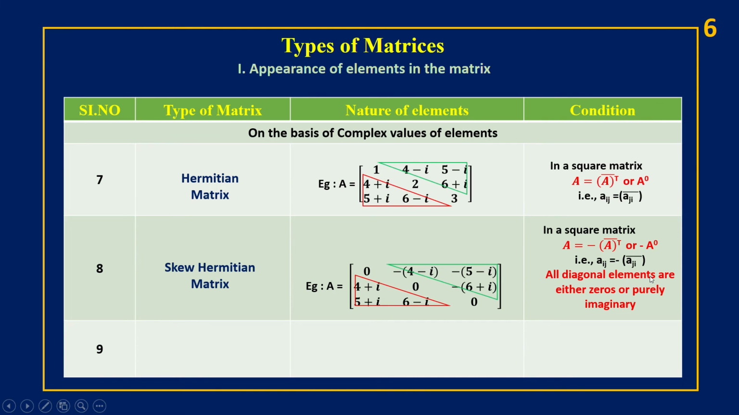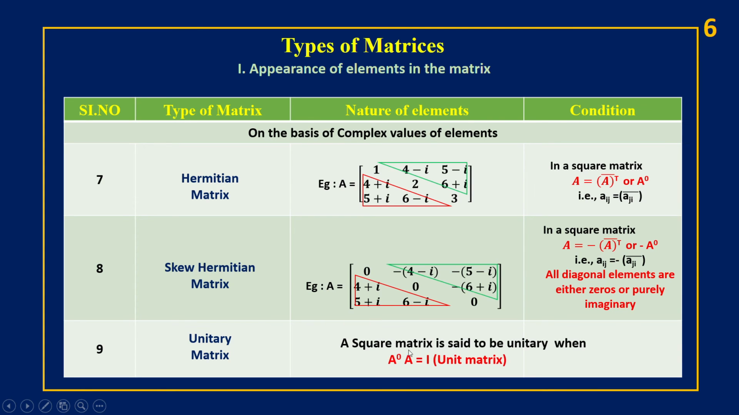Here all diagonal elements are either zeros or purely imaginary. Either it can be 0, or purely imaginary. Purely imaginary means only the imaginary part will be there, the real part is not there. For example, we can take 2i, 6i and 7i. Only the imaginary part should be there in the principal diagonal elements. Instead of 0, it can be purely imaginary for a skew Hermitian matrix. And then the unitary matrix.